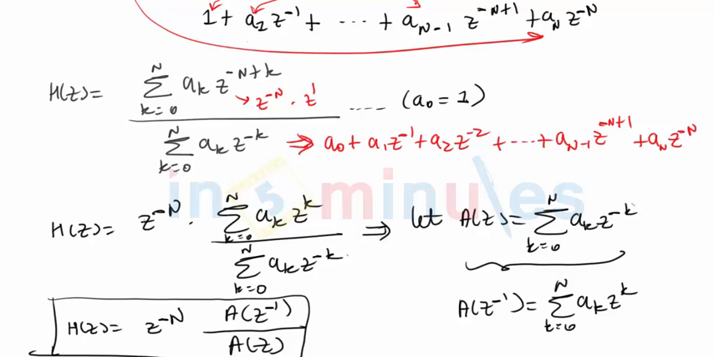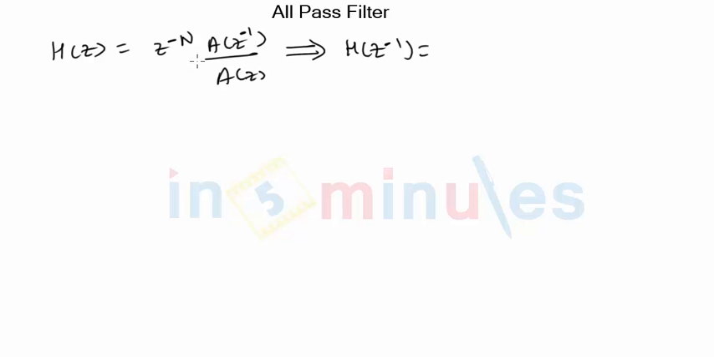Alright, so let's do the remaining analysis and come to one very important conclusion. We have got h of z equal to z raised to minus n, a of z inverse upon a of z. Now if I replace z with z inverse, in that case I can define h of z inverse. So everywhere we have z inverse will become z, and everywhere we have z will become z inverse, because I am simply replacing z with z inverse. So z raised to minus n will become z raised to plus n, numerator will become a of z, and the denominator, which is a of z inverse, will become a of z inverse. So what we have got is h of z inverse.